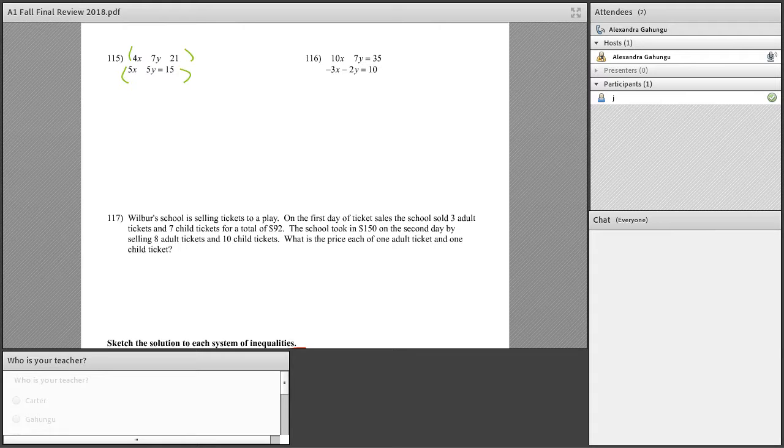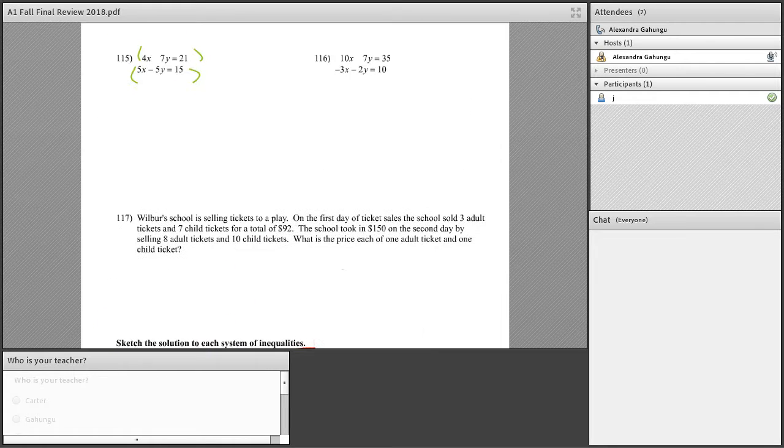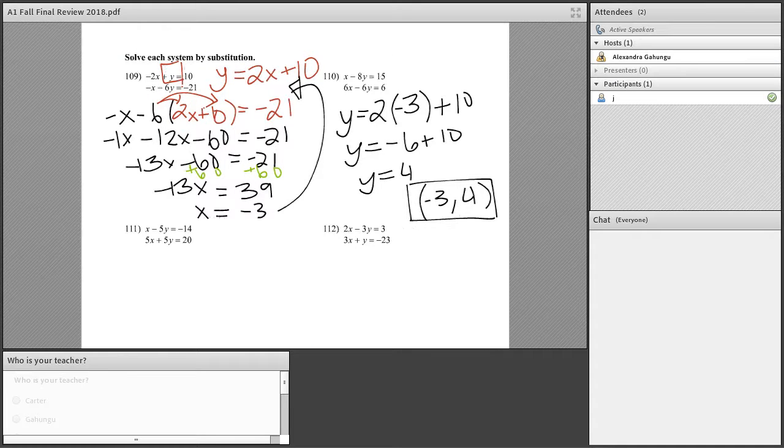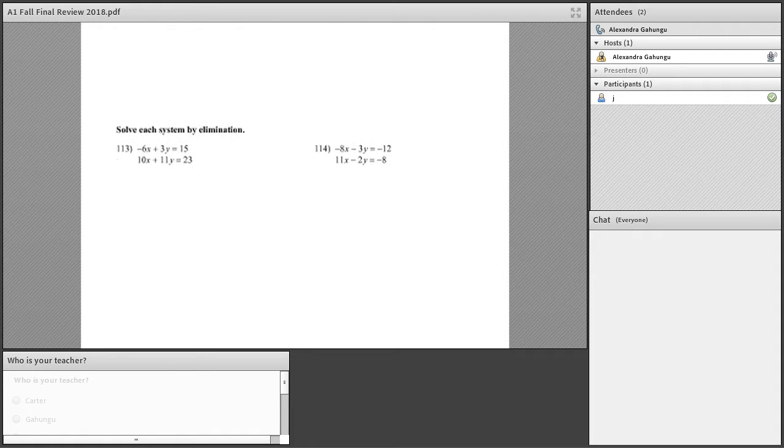Let's see. Whichever one has a different sign, but is this the bottom? Oh, this is another page. That's why I skipped a page. Let's see. Yeah, okay, here we go. Here we go.